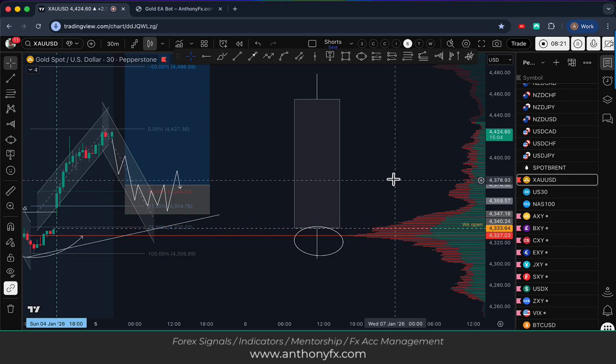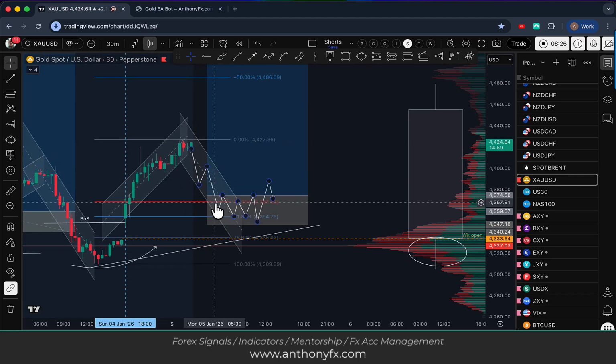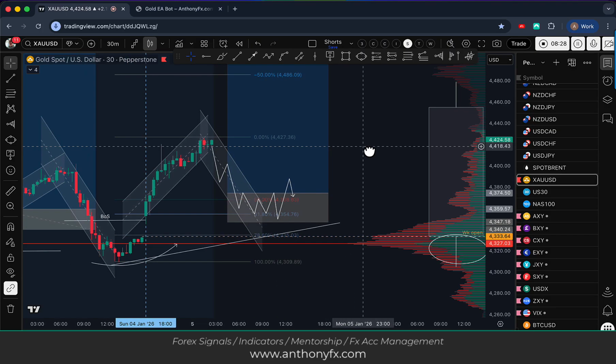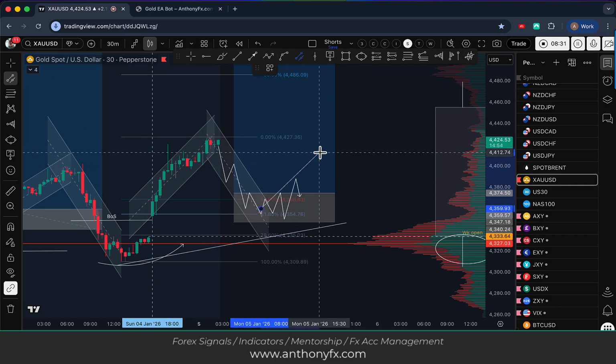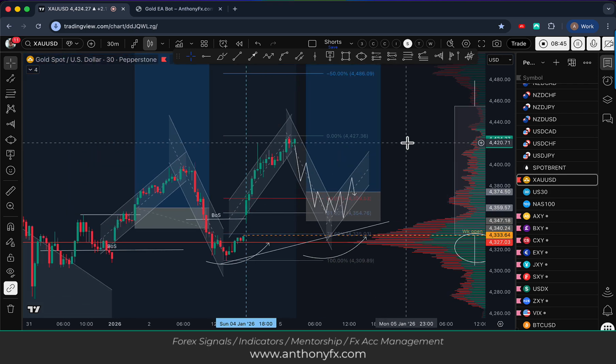Look at this volume profile. That's really, really important. So I want to see it pull back. I want to see it range, and then I want to see it break structure, bullish, above this. So important. And let's go. We want that rotation.